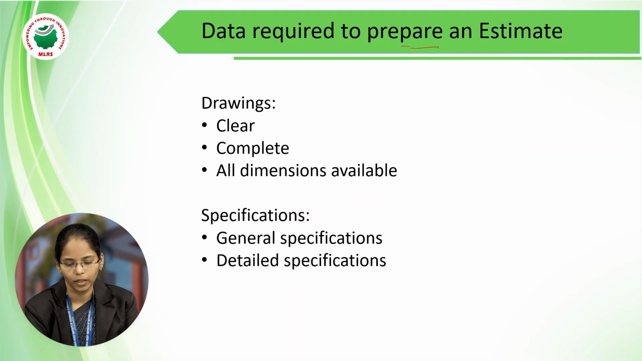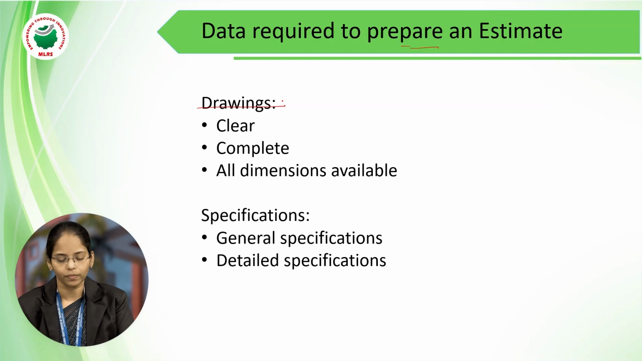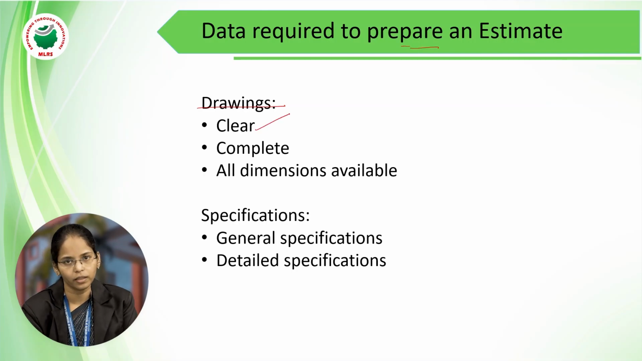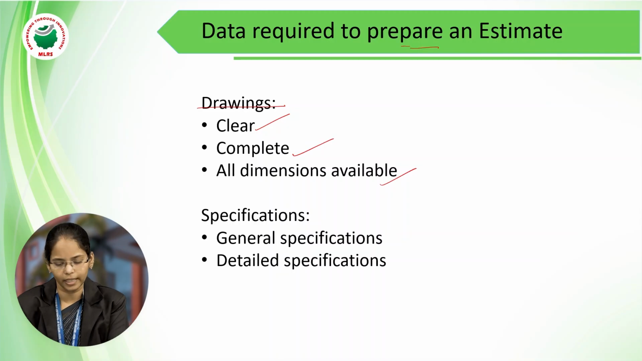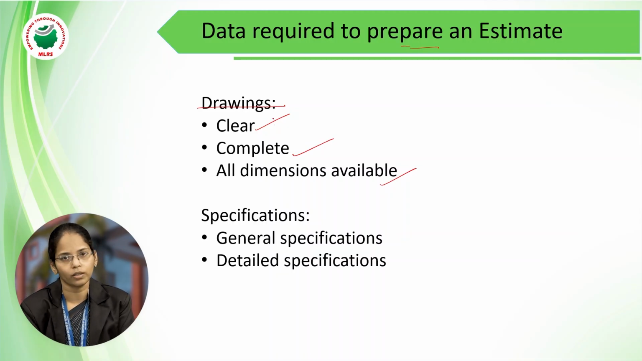Next one, the same data required to prepare an estimate. We'll go through it clearly here. When coming to drawings, the drawings must be clear and complete, and all dimensions must be available. If we have incomplete data, like unclear drawings, incomplete dimensions, or only half of the drawings, then if we have a plan, we need to have the section also. All the drawings necessary to complete a structure must be complete. Only then can we prepare an estimate clearly and quickly. If not, it takes a long time and we cannot prepare an estimate clearly.